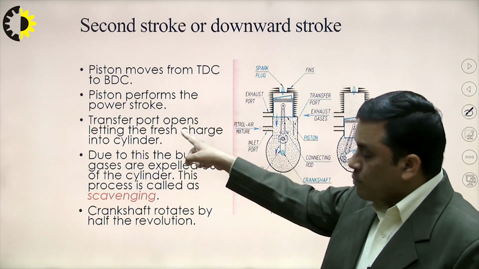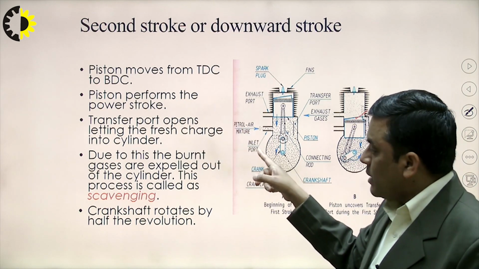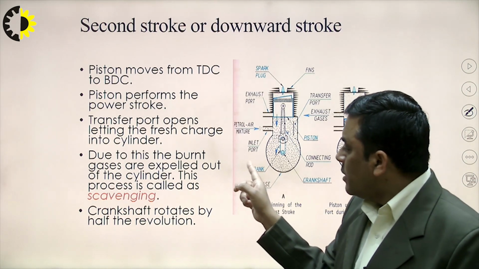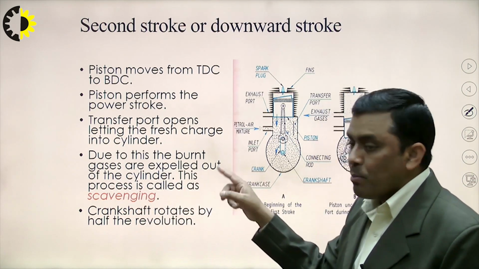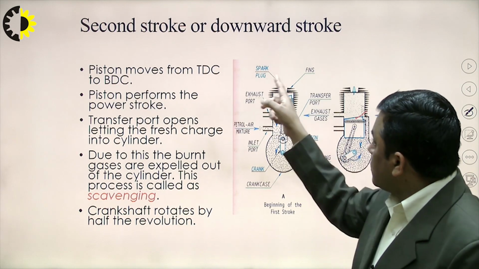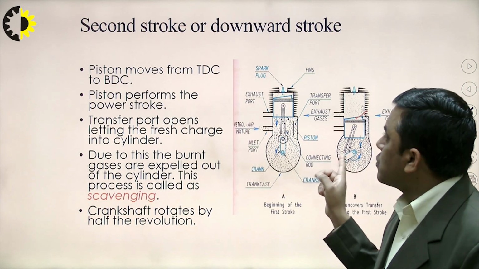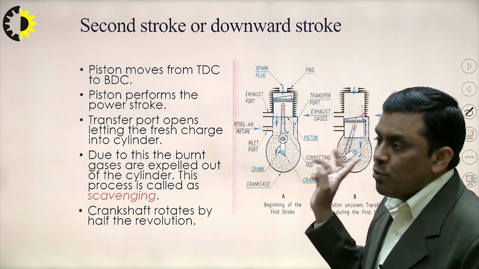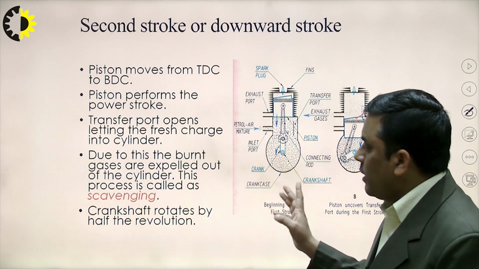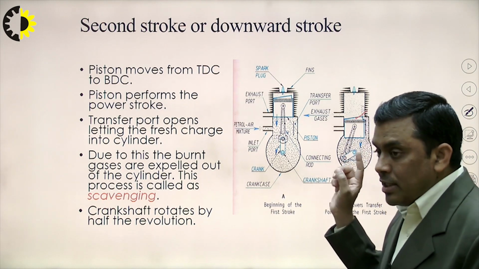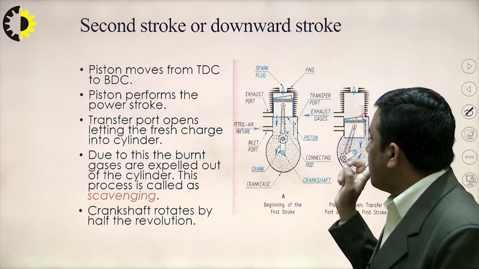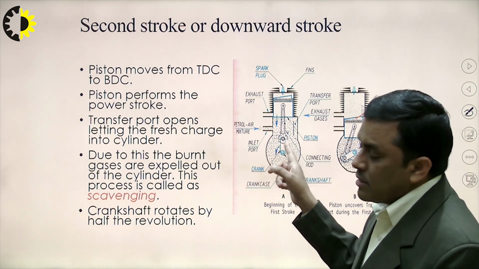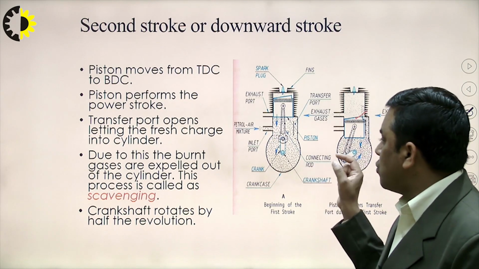When the transfer port and exhaust port are opened simultaneously, the burnt gases are expelled out of the cylinder, and this process is called scavenging. Some part of the air fuel is going out. So, this is the working of a two-stroke petrol engine. Here we are observing there are two movements of the piston, from BDC to TDC and TDC to BDC. In these two stroke movements we are getting one power cycle. That is why it is named a two-stroke engine.